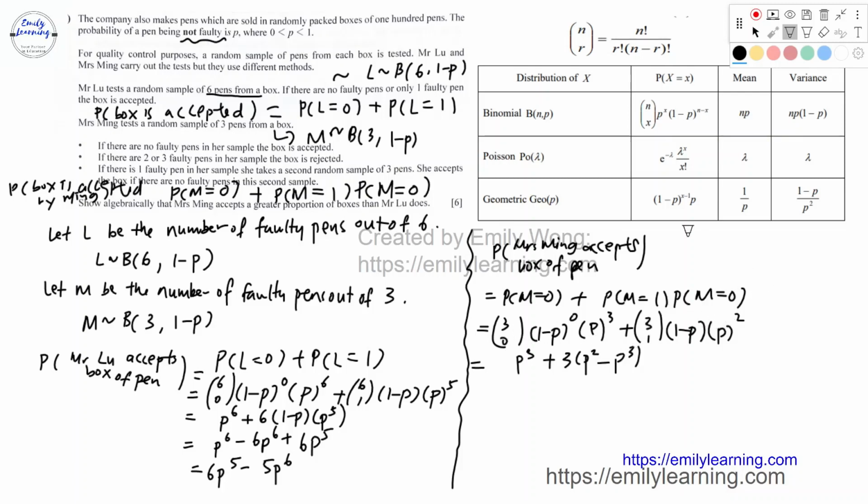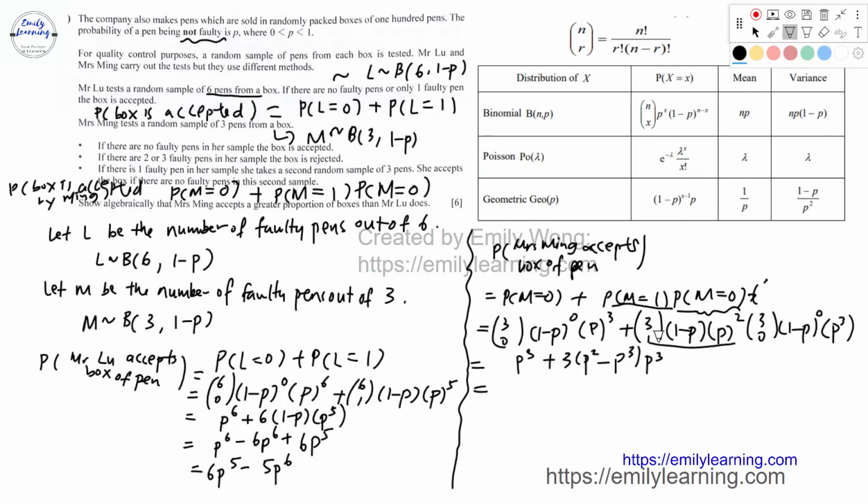Oops. I'm not done yet. Then I'm short of this P of M equals 0, right? So it's 3 choose 0, 1 minus p to the power of 0, p cubed. So I still need this part, which is exactly the same as this. So I just copy it again. Then I need p cubed also, because this part is p cubed. So here's also p cubed.